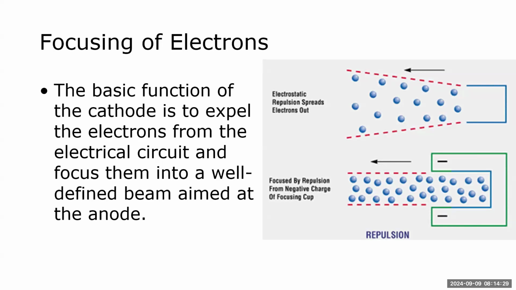So we want to focus those electrons. We don't want the electrons just all willy-nilly in there. That's not very efficient or productive. So the basic function of the cathode is to expel the electrons from the electrical circuit and focus them into a well-defined beam aimed at the anode. So again, we want the focusing cup to sort of wrangle all the electrons in, okay, so that they are not just flying around in there, not being efficient or productive.